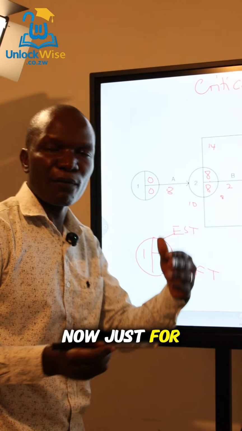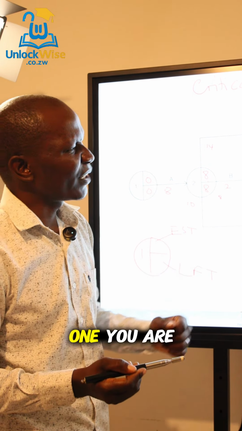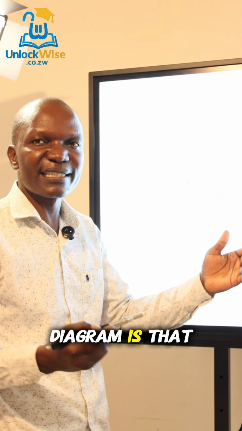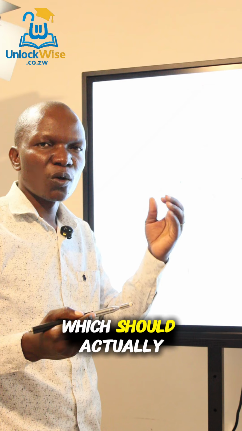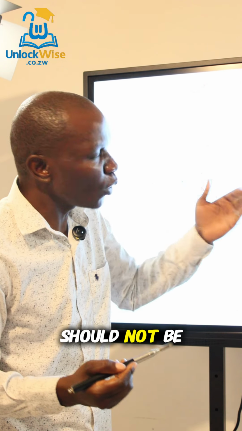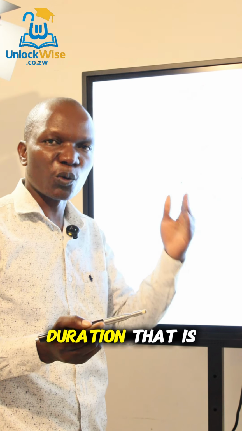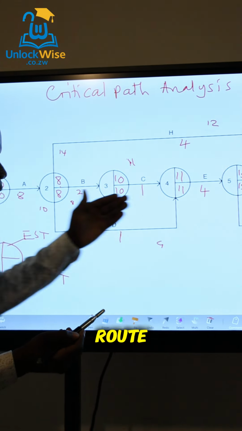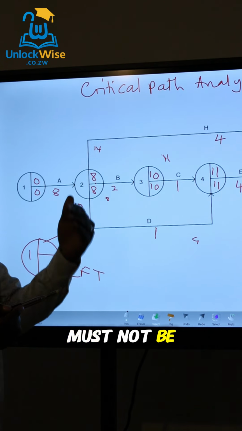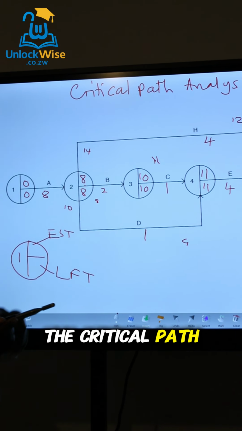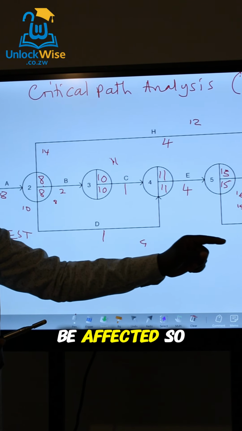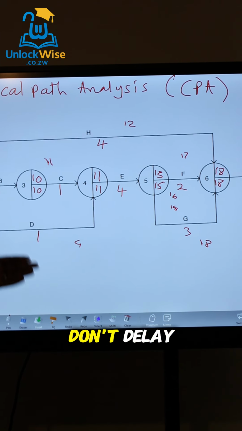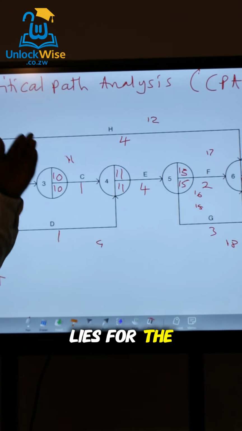Now, just for the bonus, right? If you are looking at this one, you are able to identify what we call the critical path. The critical path from this network diagram is that root which should not be delayed. It is the duration for the whole project. So in other words, we have to identify that particular root with activities that must not be delayed. Once you delay an activity on the critical path, then the whole duration of the project is going to be affected. So if we're doing operations management, we need to identify that critical path so that we don't delay any activity that lies on the critical path.